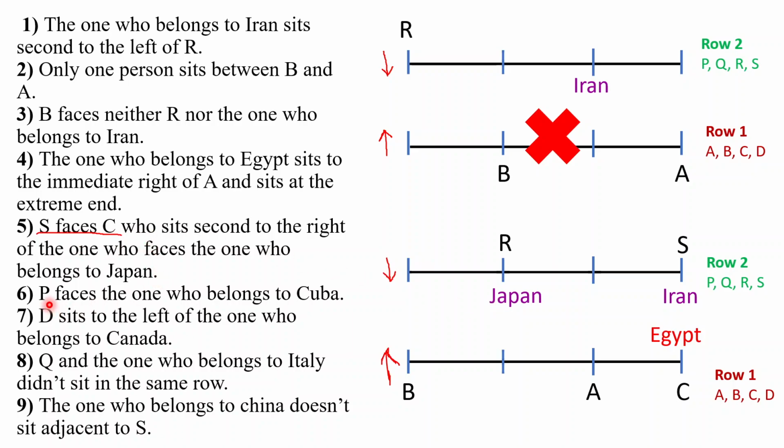Now clue number 6 says P faces the one who belongs to Cuba. Now there are two positions to place P. So I'm going to highlight this so that we can come here later.